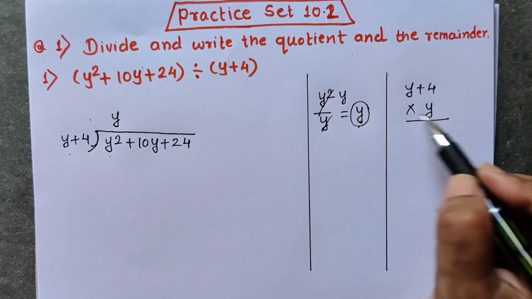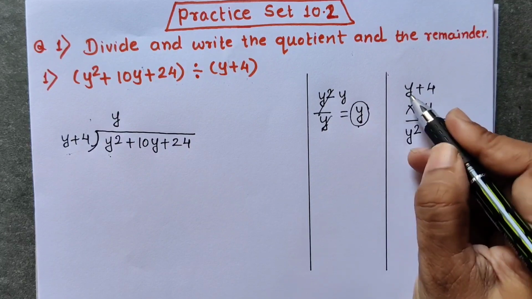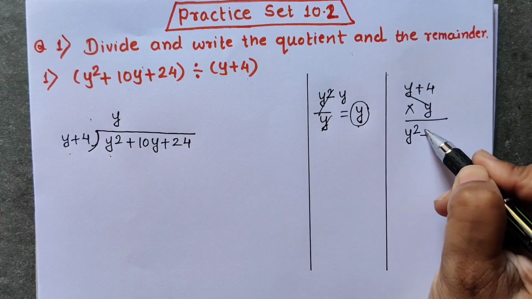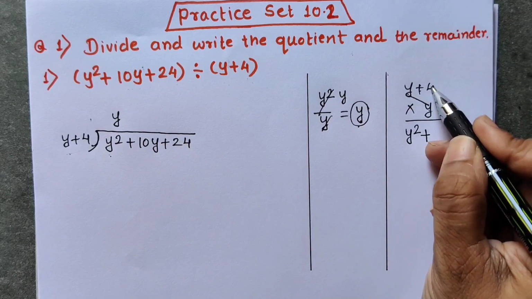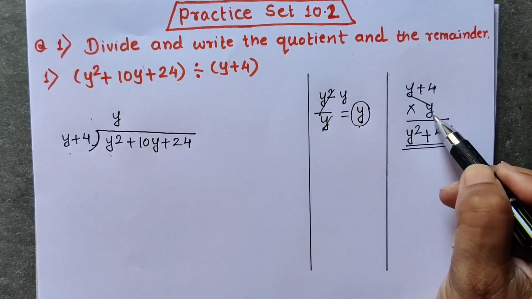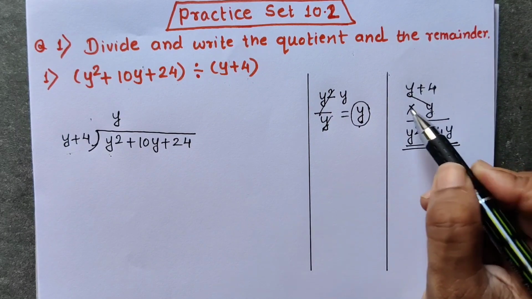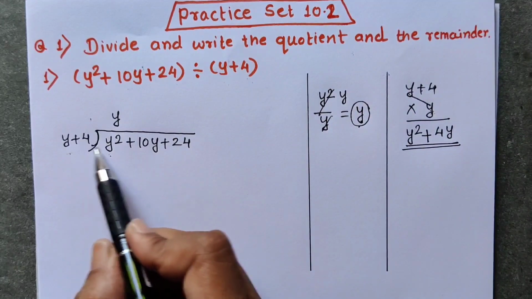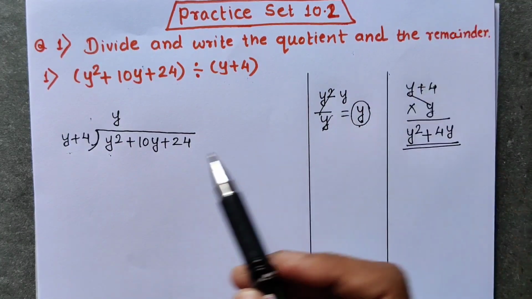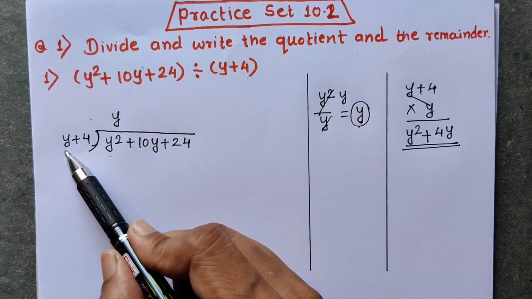So multiply by this y: y into y is y square, then plus sign is there, write this plus sign, then y into 4 is 4y. In this way we divide, and multiply this y to the divisor y plus 4. How did we get this y? We got this y by dividing the first term of the dividend by the first term of the divisor.